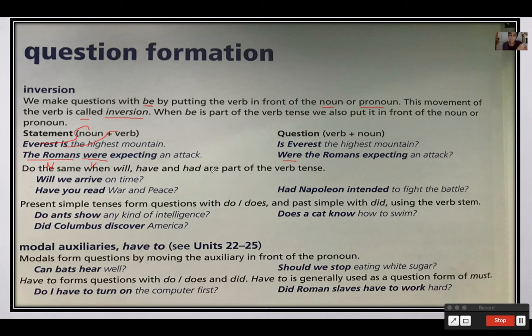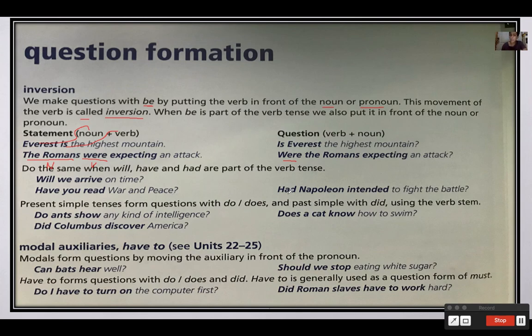We are making this movement with all the other auxiliary verbs. Okay, for example, will we arrive on time? Have you read War and Peace? And if we want to make a sentence, we have to say, you have read War and Peace. But we are making a question. Have you read War and Peace?